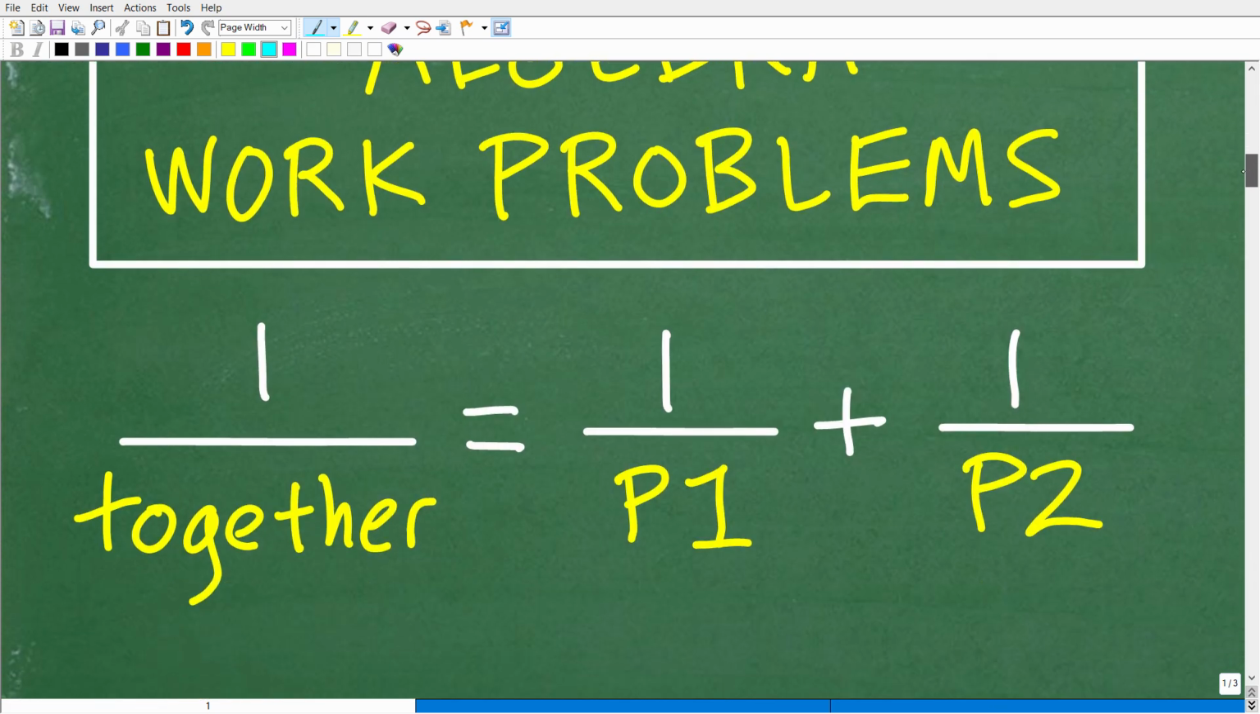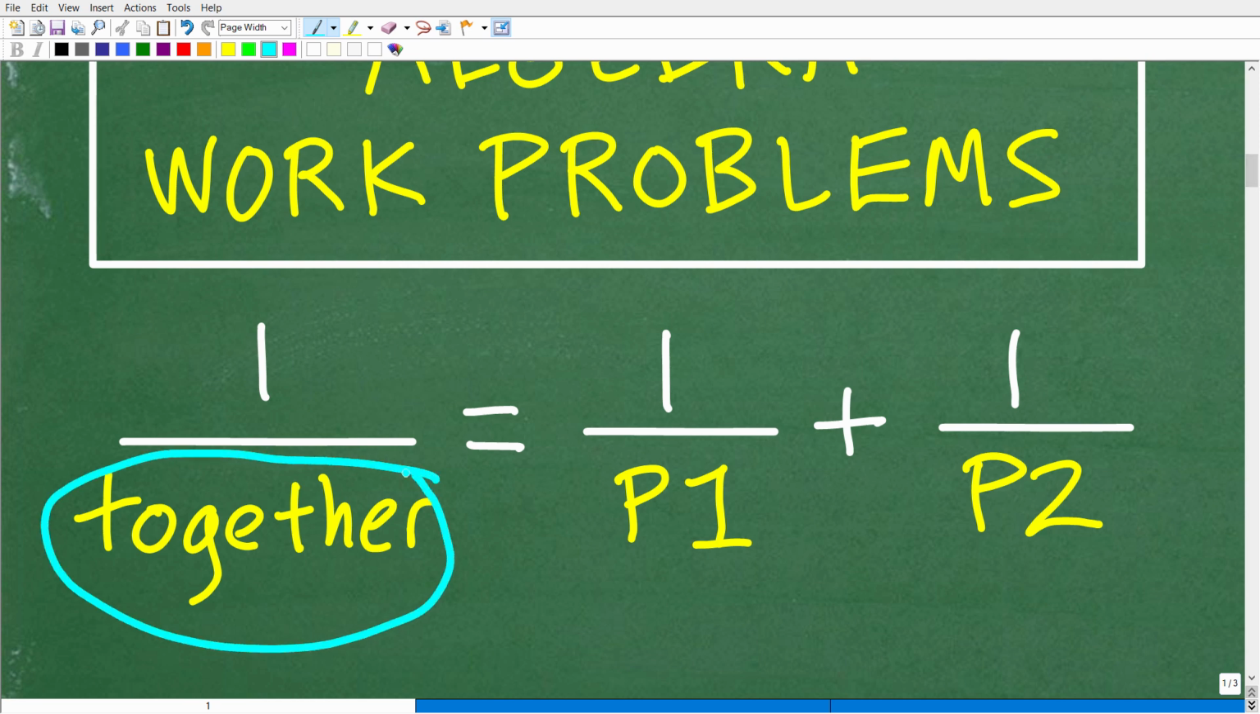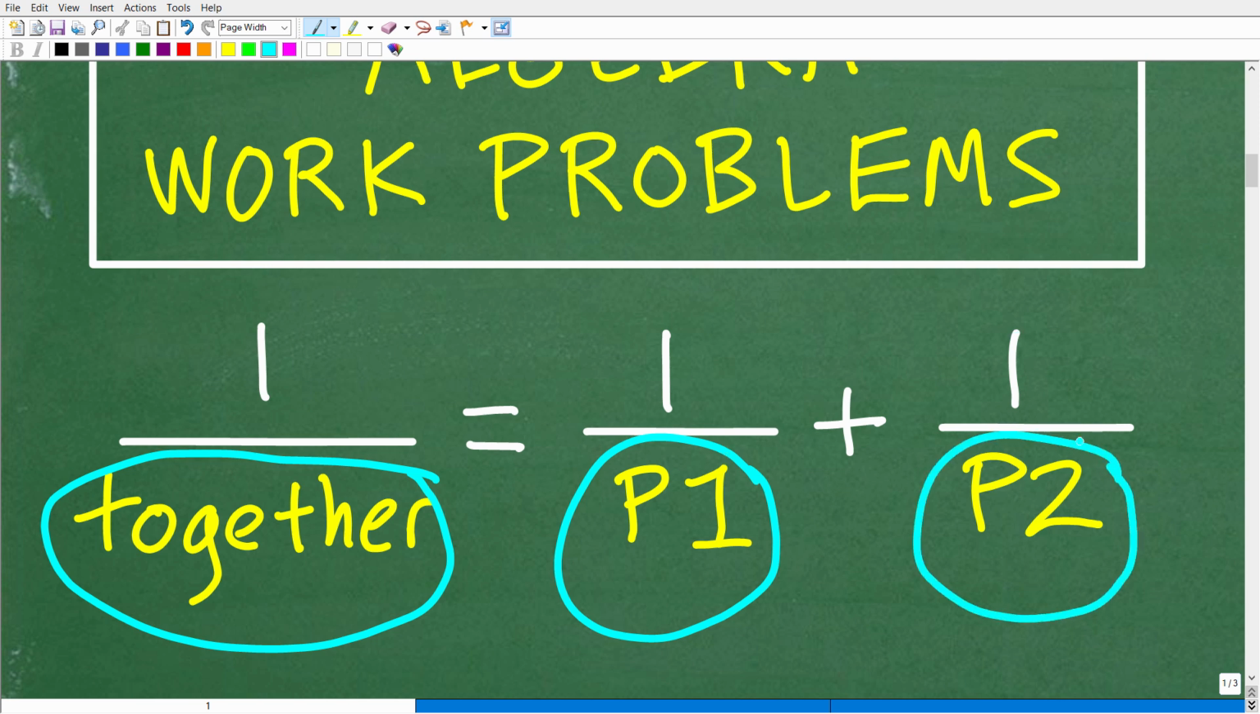The time it takes people or machines to do a job together is going to be equal to 1 over the time it takes one person or one machine to do that job, plus 1 over the time it takes another person or another machine to do the same job. And this can continue on with however many people or machines are in the problem. So you definitely need to be able to use this formula.